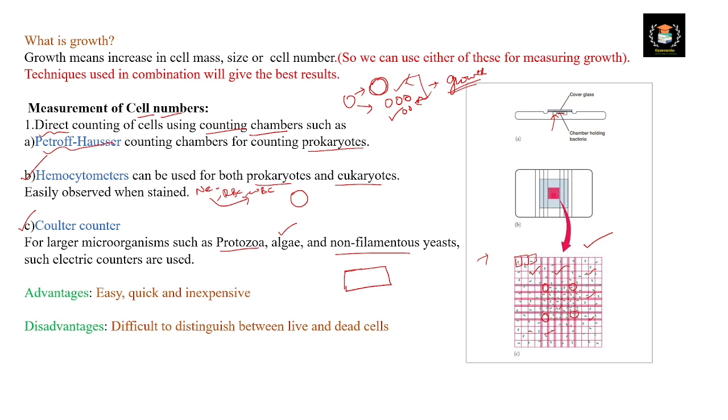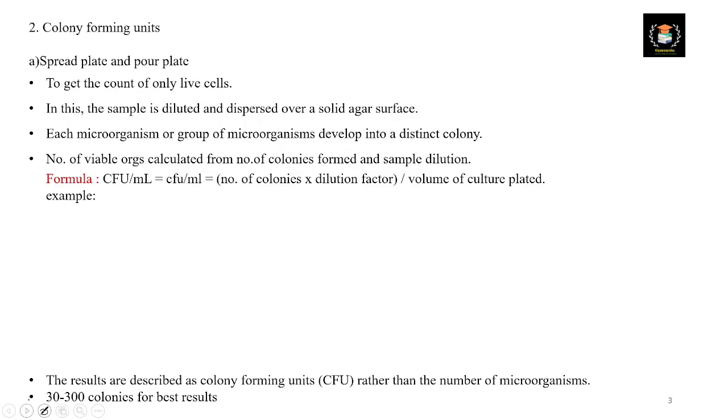The advantage of these counting chambers is that it is easy, it is quick, and it is inexpensive. But here you won't be able to distinguish between live cells and dead cells. When you are counting, you won't be able to know if the cell is live or dead. So there may even be dead cells which you might be counting, and that might give you a wrong result. So generally we prefer going with CFU.